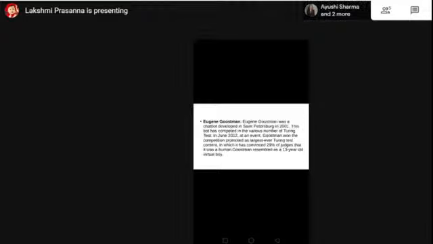And the next is Eugene Goostman. Eugene Goostman was a chatbot developed in St. Petersburg in 2001. This bot has competed in a number of Turing tests. In June 2012, at an event, Goostman won the competition promoted as the largest ever Turing test contest, in which it convinced 29% of judges that it was a human. Goostman resembled a 13-year-old virtual boy.